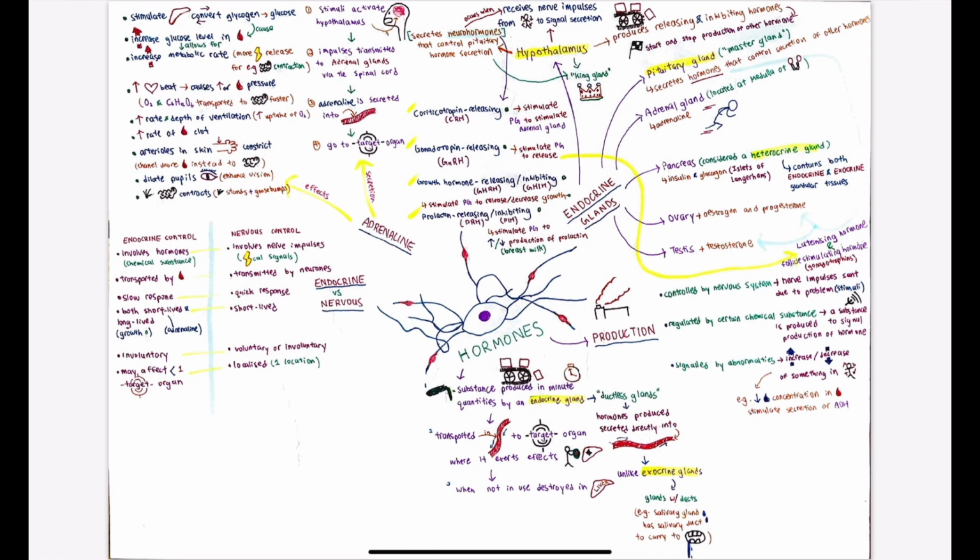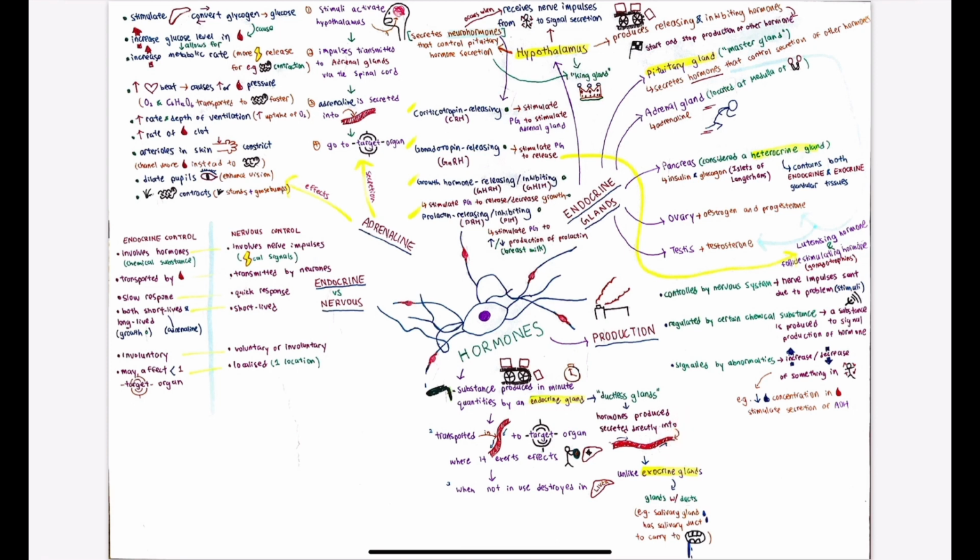Now, let's move on to hormones. What are they? There are 3 points that you have to know about hormones. Firstly, they are chemical substances produced in minute quantities by an endocrine gland. Endocrine glands are to be differentiated from exocrine glands, which in contrast are glands that secrete substances via ducts onto a body surface. An example of this will be sweat glands. Endocrine glands, on the other hand, secrete hormones directly into blood.